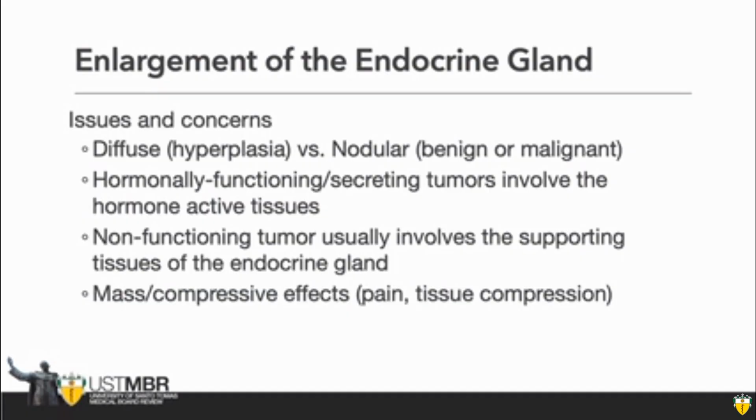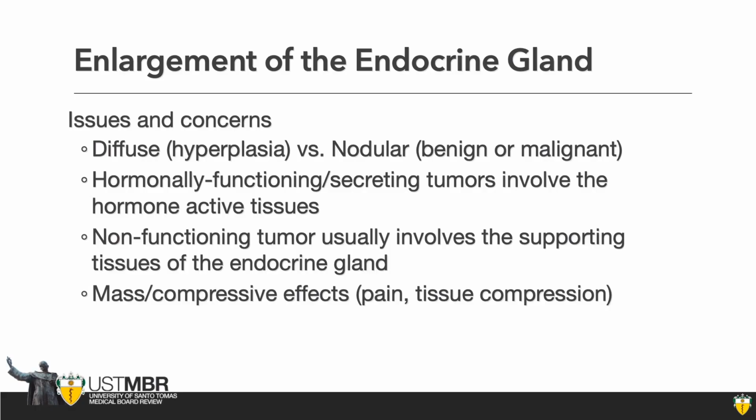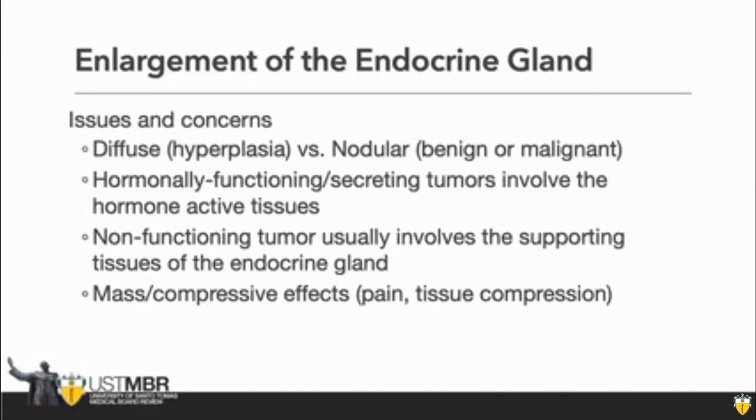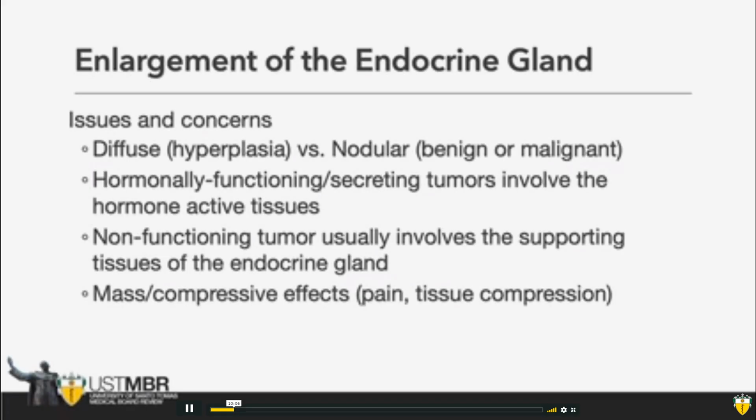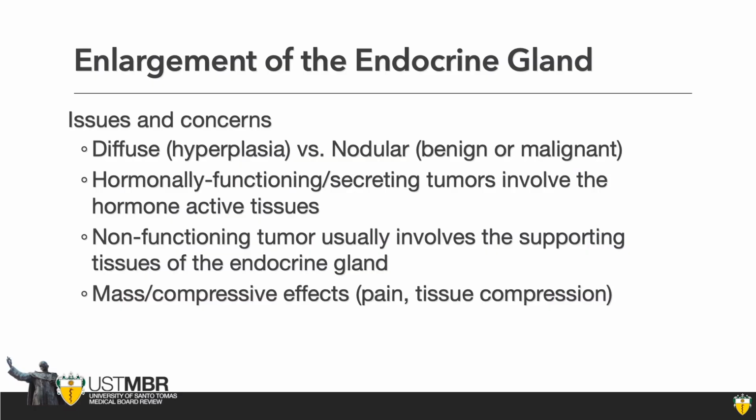Then, of course, mass effects. You always ask about the possibility of pain and tissue compression. So, in the case of an enlargement of the pituitary, you worry about bitemporal hemianopsia and also headaches. In the case of thyroid gland, you worry about dysphagia, dysphonia, and dyspnea. So think about what are the effects of the enlargement of a particular endocrine gland and how they will manifest.